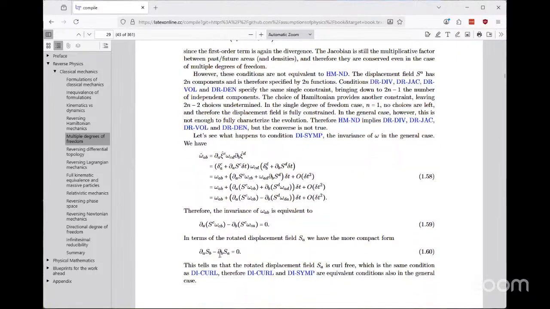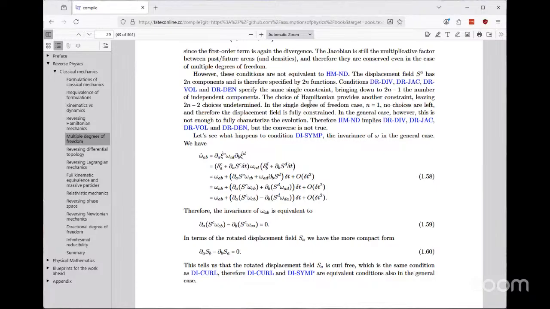However, these conditions are not equivalent to Hamilton's equations. The displacement field has 2n components and is therefore specified by 2n functions. The conditions of divergence, Jacobian, bond conservation, and density conservation specify the same single constraint, bringing down to 2n minus 1 the number of independent components. The choice of Hamiltonian provides another constraint, leaving 2n minus 2 choices undetermined. In the single degree of freedom case, n equals 1. No choices are left, and therefore the displacement field is fully constrained.